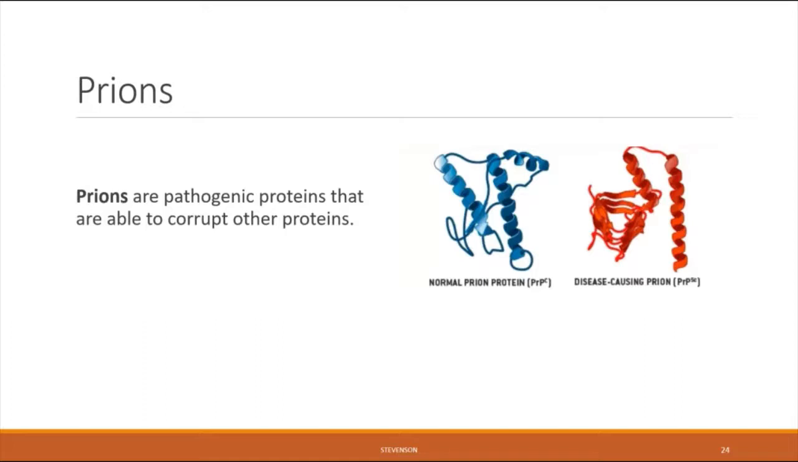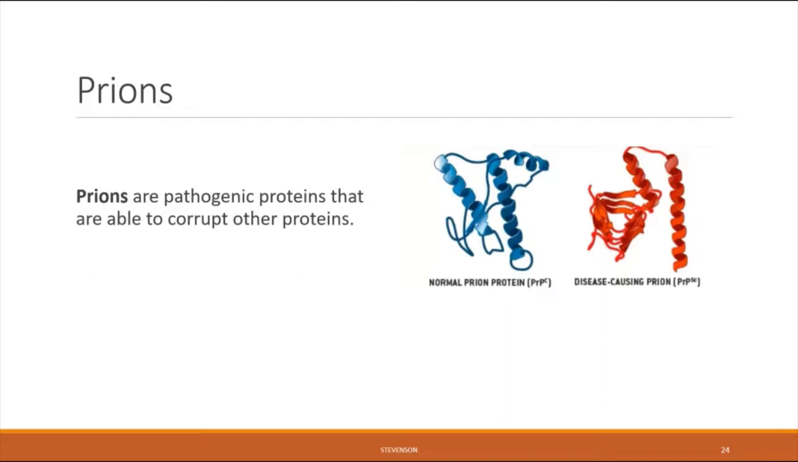And as a follow-up to our discussion about viruses, we're also going to talk about another type of pathogen that is not made of cells, and that is the prion. Prions are similar to viruses in the sense that they too are not made of cells, but they are different from viruses in the sense that they are even simpler in structure than the virus. They are simply made of protein. They are a protein that is able to interact with and corrupt other proteins.